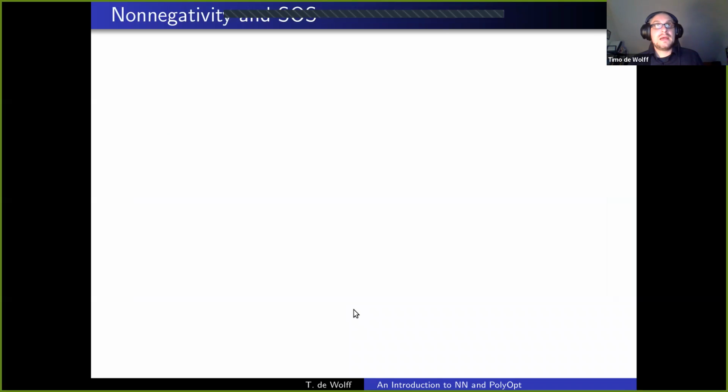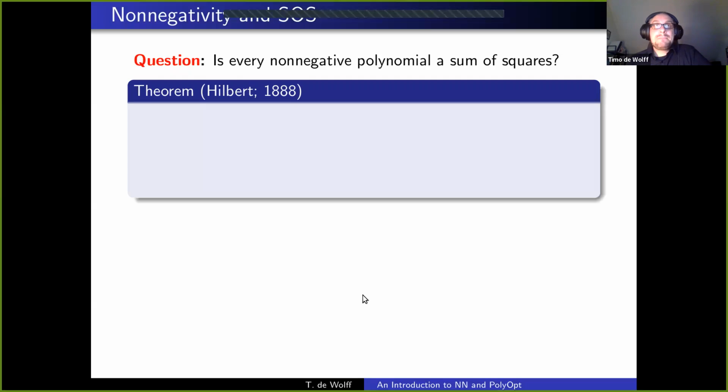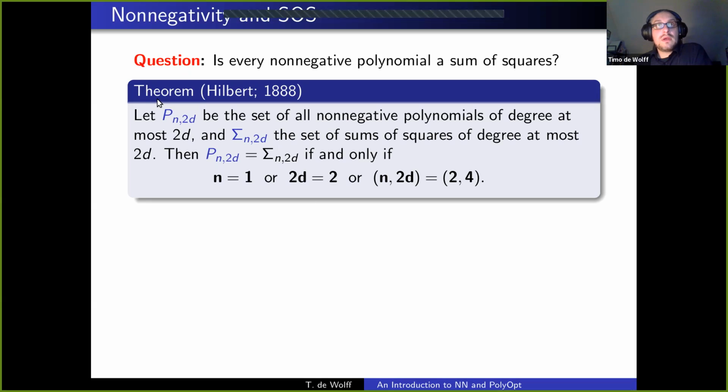Okay, let's now look at the next question. Is every non-negative polynomial a sum of squares? You might hope, right? Maybe every non-negative polynomial is a sum of squares. But this is not, in fact, a new question. That's an old question, and by old I mean a 19th century question, which was already investigated by Hilbert, and Hilbert proved the following very fundamental theorem.